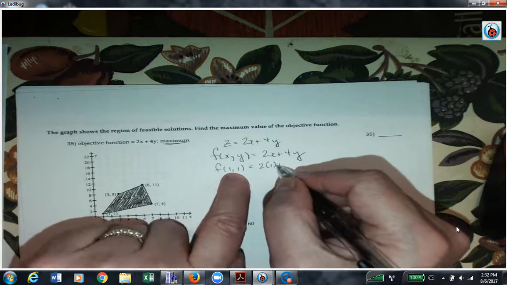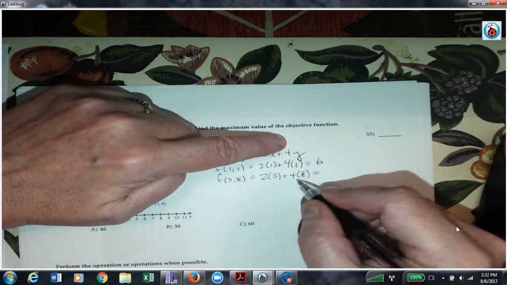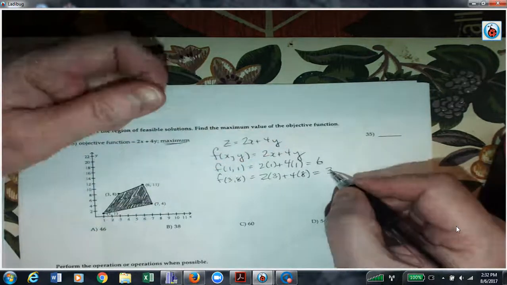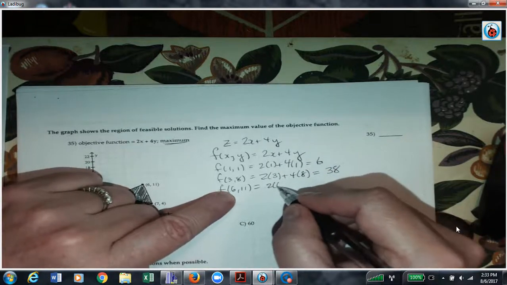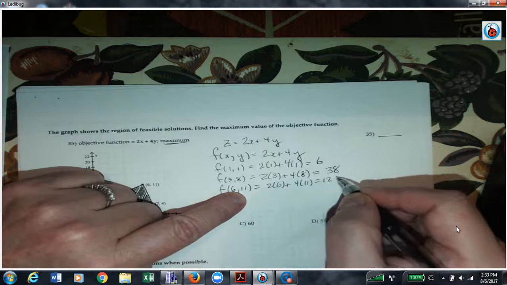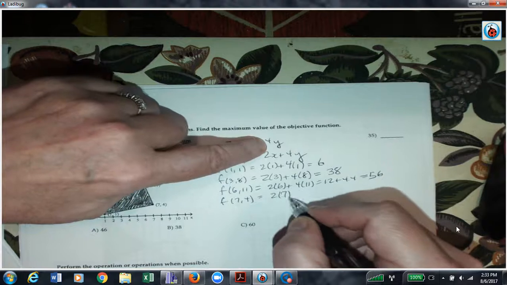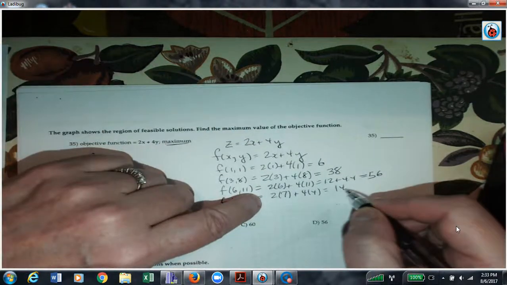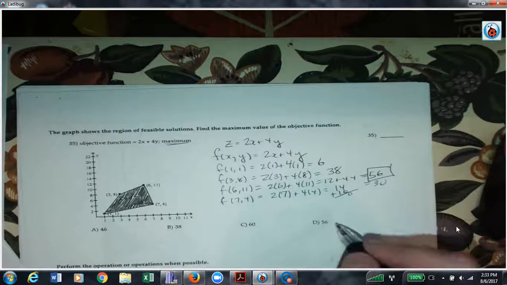So if x is 1 and y is 1, I'm going to get 2 plus 4, which is 6. Then I move on to this corner point. So x is 3 and y is 8. So 6 plus 32 is going to give me 38. Then the function becomes 2 times 6 plus 4 times 11. So that's 12 plus 44. And then I have 7 and 4. And this becomes 2 times 7 plus 4 times 4, which is 14 plus 16, which will be 30. And so my maximum is 56.